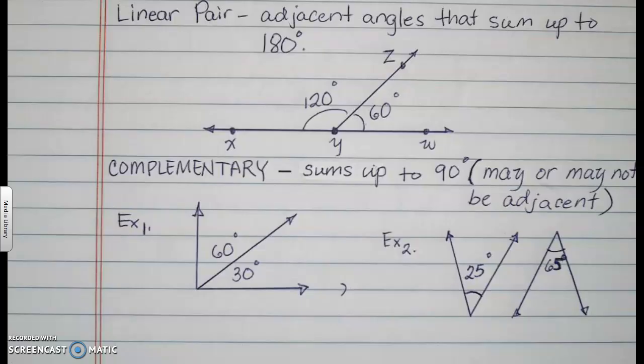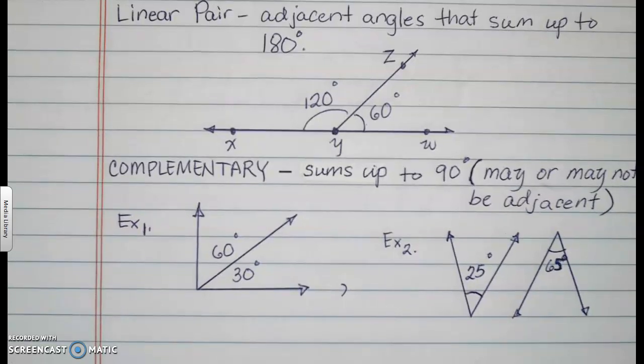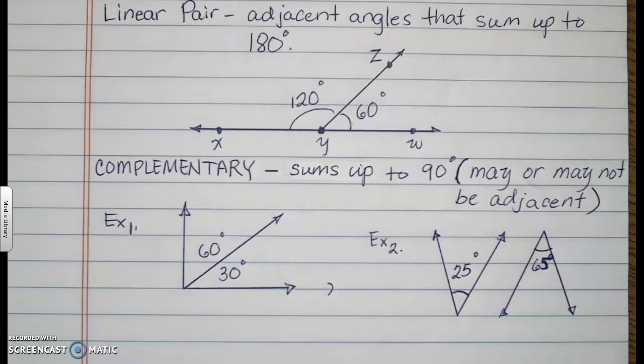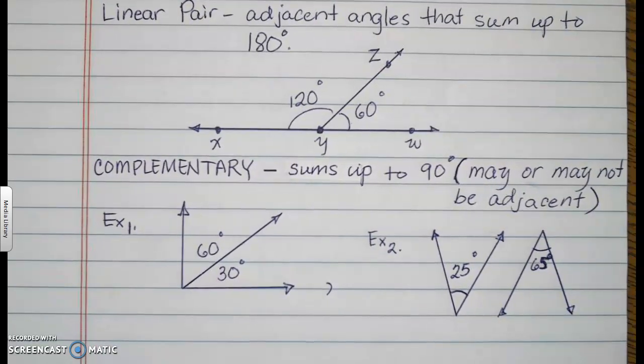Our next type of angle relationship is complementary angles. Complementary angles are angles that sum up to 90 degrees, and they may or may not be adjacent. My example number one is that they are adjacent. This is 30 degrees and 60 degrees summing up to 90 degrees. So those angles are complementary. In example two, these two angles are detached. They're not adjacent. They don't share a common side. This is 25 degrees and this is 65 degrees.